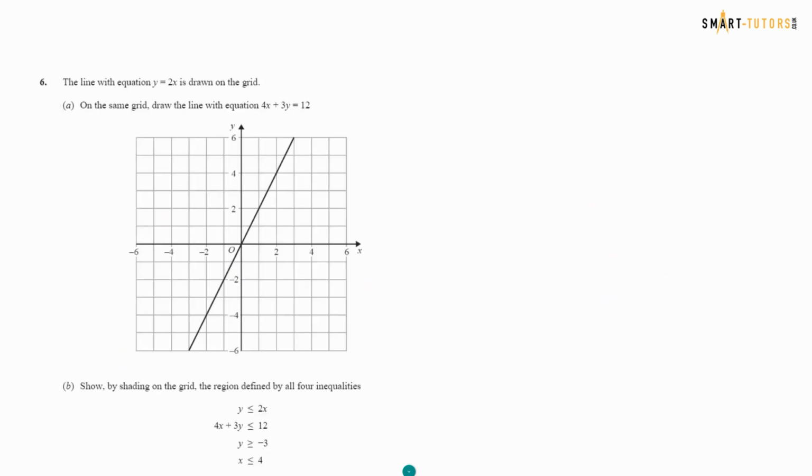Question number 6. The line with equation y equals 2x is already drawn on the grid. On the grid, draw the line with equation 4x plus 3y equals 12. The easiest way to draw the graph is to put x equals 0 and find y. So mental maths, x equals 0 means 0 times 4 is 0. 0 plus 3y is 3y. 3y equals 12, so y equals 4. Then y equals 0. Find out the x. So x is going to be, if y equals 0, this is 0.